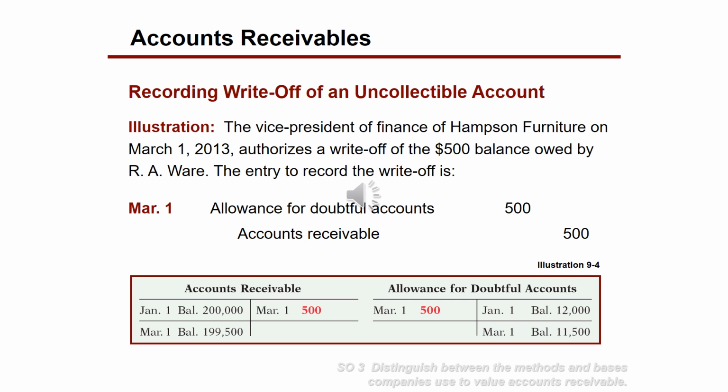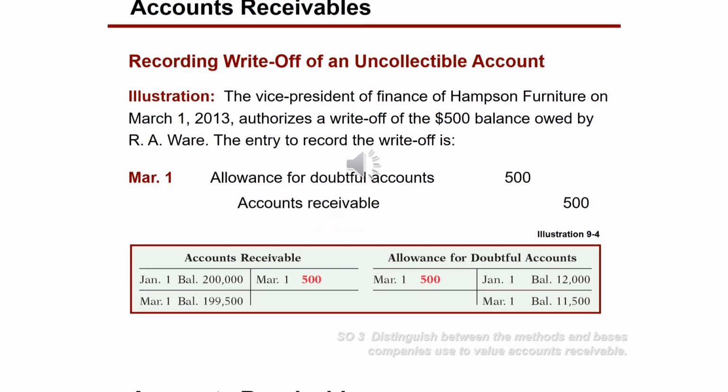So posting those, as you can see, is going to result in a reduction of the accounts receivable balance from 200,000 to 199,500, and it's going to also reduce the allowance for doubtful accounts from 12,000 down to 11,500. So basically, we're eliminating this portion of the balances, which is represented by the $500.